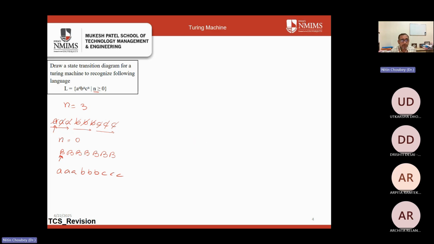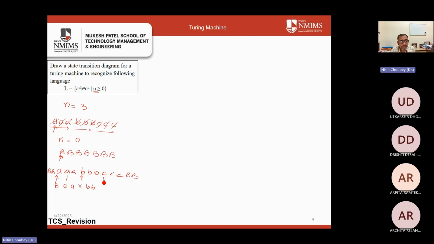But if it is not so, in that case, what we can do is, on the receipt of A, replace A with blank, skip this A, skip this B. First B, replace it with X, replace second B, skip second B, skip third B.